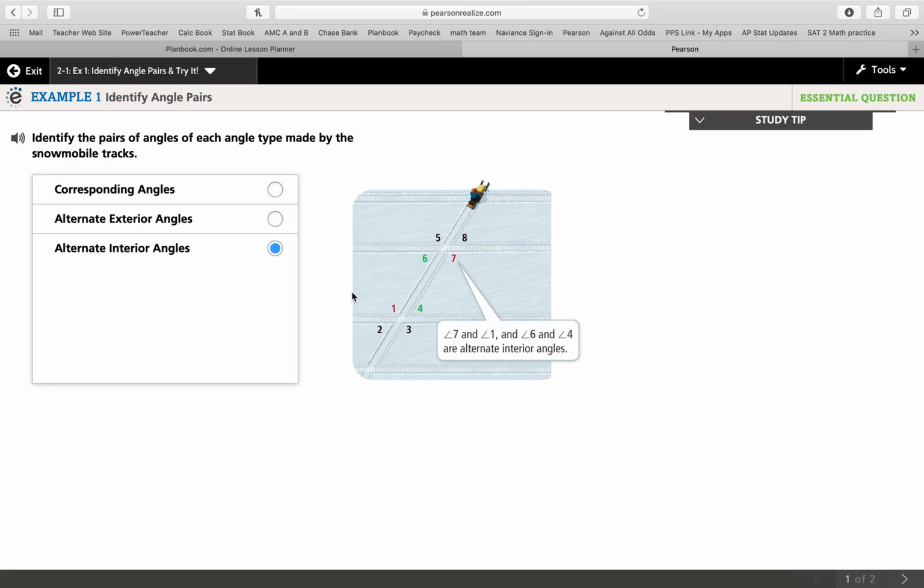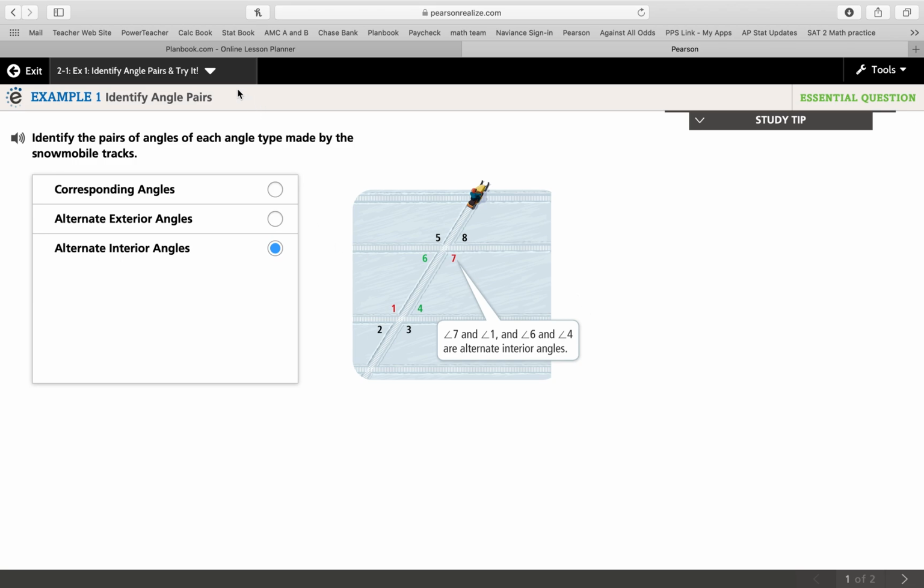Alternate interior angles are on the interior of my two lines, and again they're still on alternating sides of the transversal. So angle 6 and angle 4 are alternate interior angles, and angle 1 and angle 7 are alternate interior angles. So these are pairs of angles.